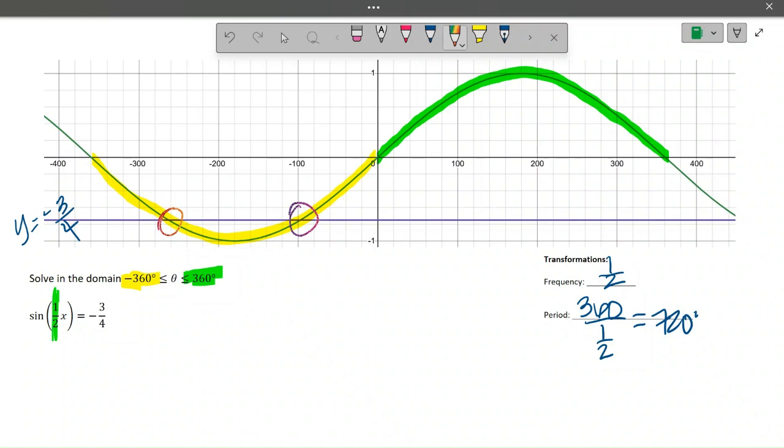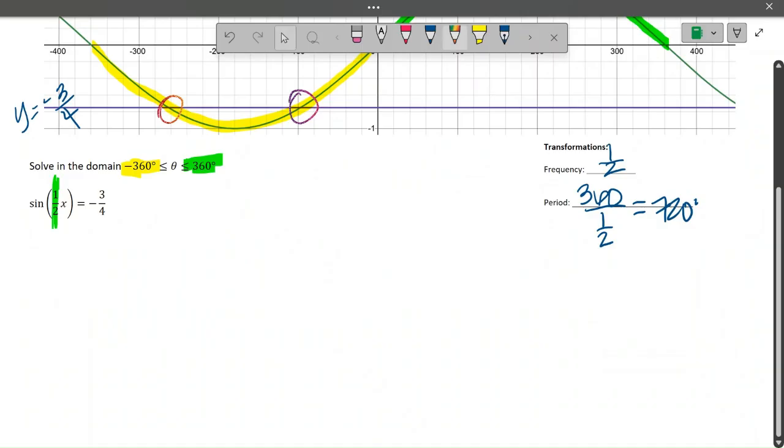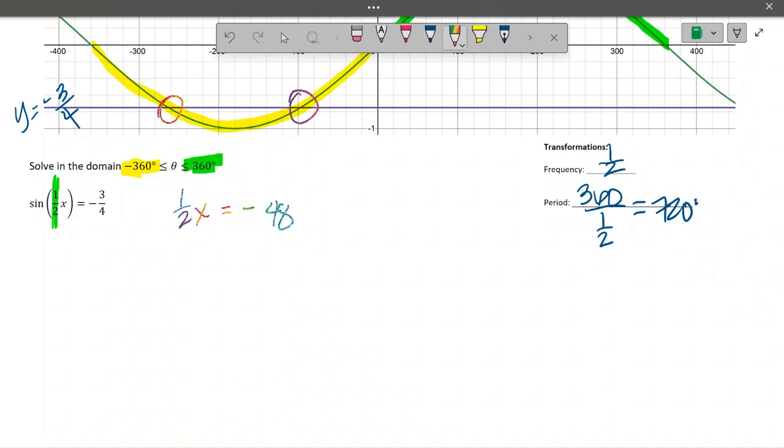All right, so we're going to start solving this by doing what we always do, which is we're going to take the arc sine, or the inverse sine, of both sides of our equation. When I do that, I get half x equals the arc sine of negative 3/4. Make sure you don't drop that negative sign. And when I do that, I get negative 48.59 degrees. Okay, make sure your calculator is in degree mode. If you got something else other than that, that could be why.